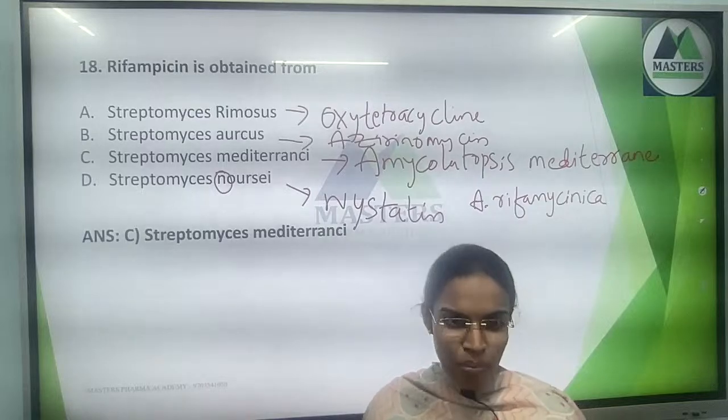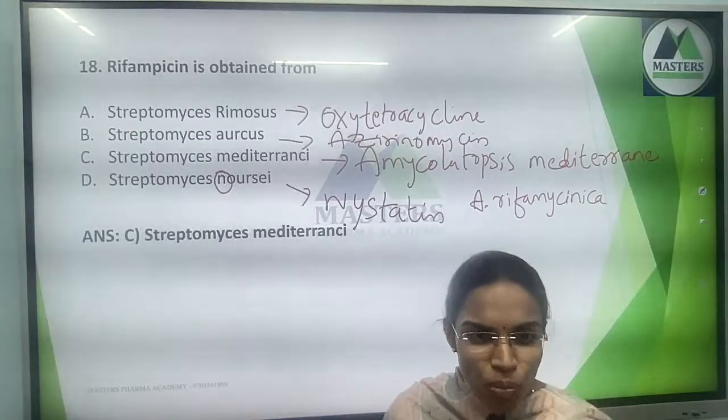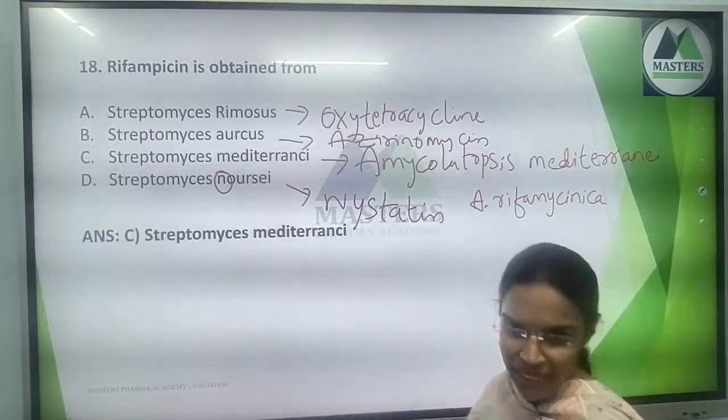Okay, so rifampicin, as we have studied here, it is obtained from Streptomyces mediterranei.